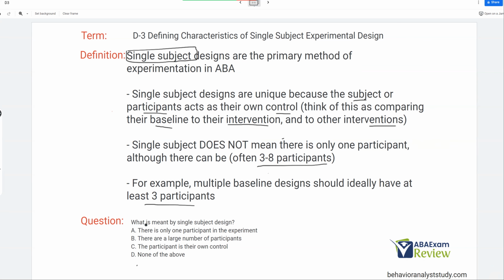So quick question, what is meant by single subject design? A, there is only one participant in the experiment. Well, we know that's not necessarily true. There can be, but that's not what we mean by single subject. B, there are a large number of participants. We know that's also not true, right? We're not using a large group design here. C, the participant is their own control. Yes, that's what is meant by single subject design. The participant is acting as their own control.